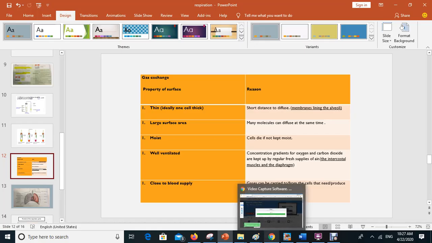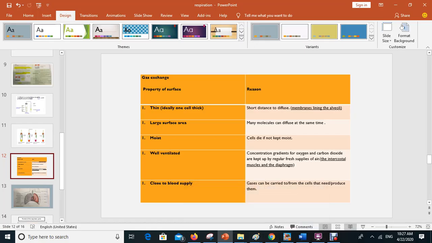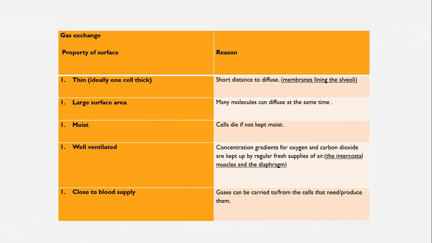Okay, now we are going to talk about the properties of surfaces where gases are exchanged or where gases diffuse from the environment across these surfaces. As we know, whenever we talk about diffusion, such as the diffusion of dissolved particles from your villi to the blood, the same here. Whenever we have diffusion, we should have specific criteria for diffusion to happen efficiently.